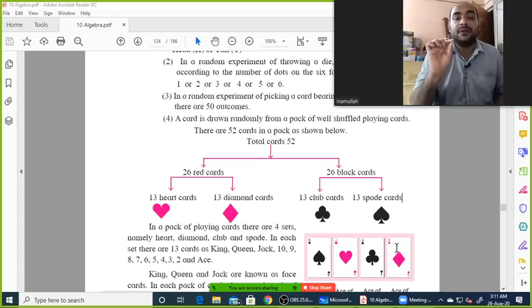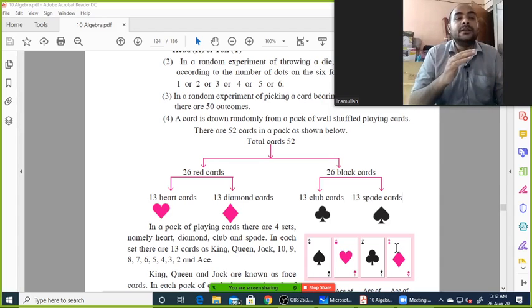And you will have number cards. Number cards will start from 2 to 10. So 2, 3, 4, 5, 6, 7, 8, 9, 10. So you will get 9 number cards in each set. So a total of 36 number cards are there, out of which 9 belong to heart, 9 belong to diamond, 9 belong to club, 9 belong to spade. So in a pack of 52 cards, you will get 36 number cards, 4 ace cards and 12 picture cards.